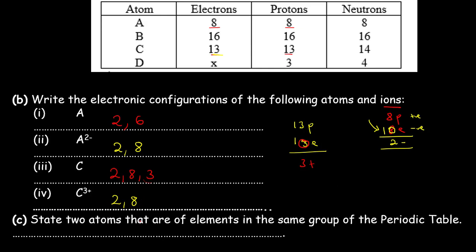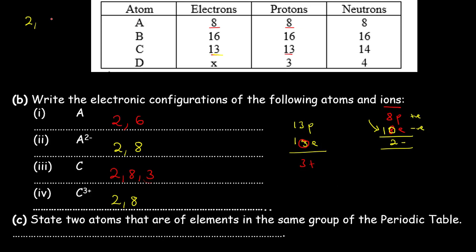Part C states 2 atoms that are of elements in the same group. Now, when you look at the periodic table, as we might have covered it, you'll find that for a given element, the number of electrons it has in the outermost energy level will be the group in which it is. So all we need to do is write the electronic configurations of these 4 atoms and then compare and see which 2 have the same number of electrons in the outermost energy level.